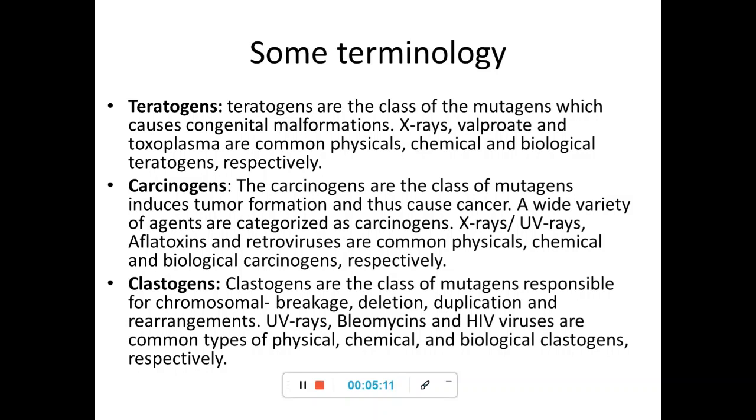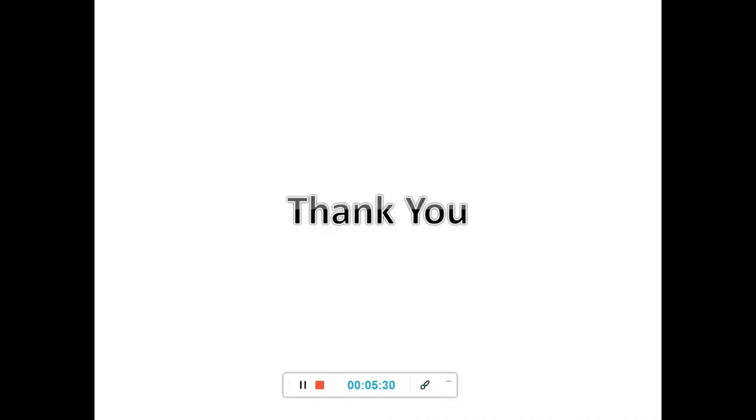And some terminology which I would like to mention is about teratogens. These are mutagens which could cause congenital malformations. Carcinogens are the mutagens which could cause cancer. And clastogens are the class of mutagens which are responsible for chromosomal breakages. So I hope the portion is clear to you. Thank you.